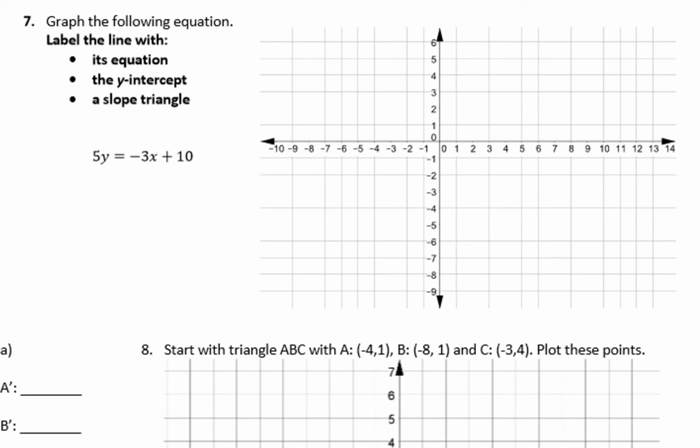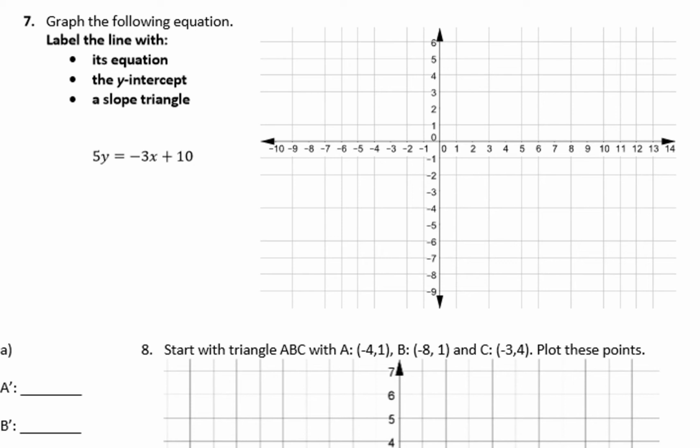So I'm asked to graph the following equation, and I'm given additional instructions. It says label the line with three things: the equation, the y-intercept, and a slope triangle. So the equation I'm given is 5y equals negative 3x plus 10.